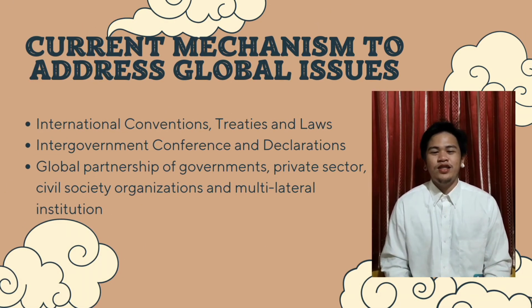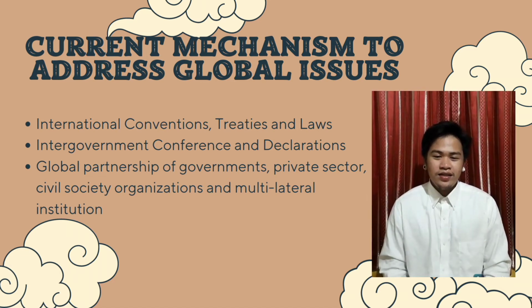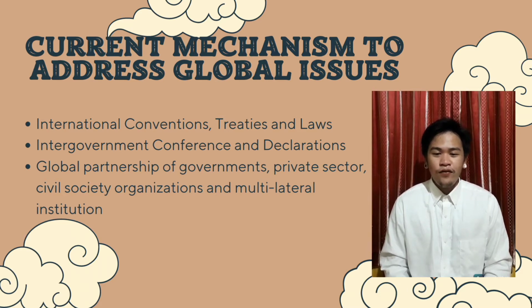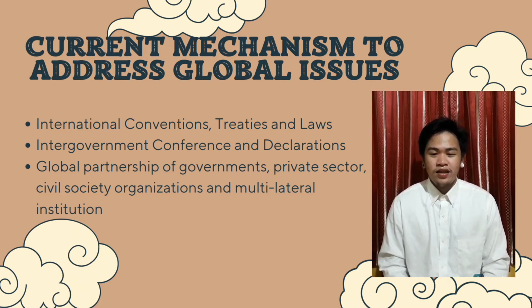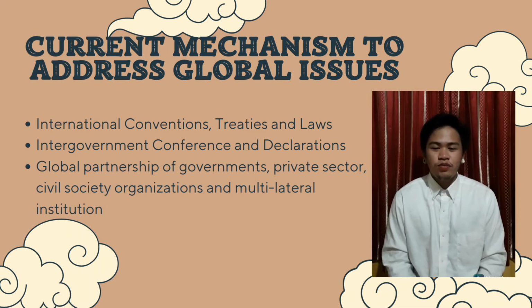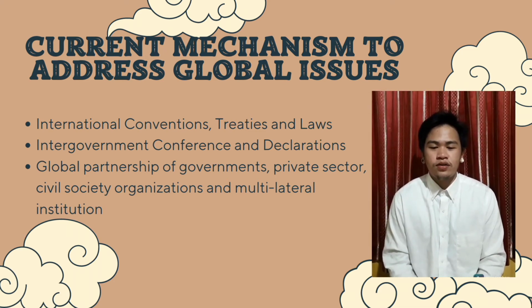Current mechanisms to address global issues: international conventions, treaties, and laws. In many areas, the legal work of the United Nations has been pioneering in addressing problems as they take on an international dimension. The United Nations has been at the forefront of efforts to provide a legal framework in such areas as protecting the environment and regulating migrant labor, as international law assumes a more central role across a wider spectrum of issues, including human rights law.